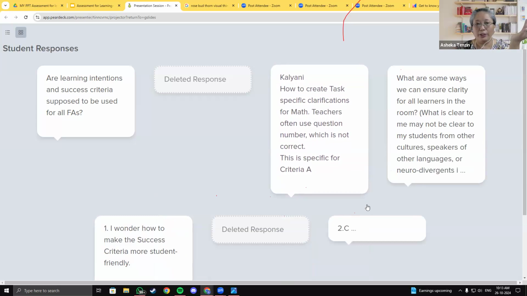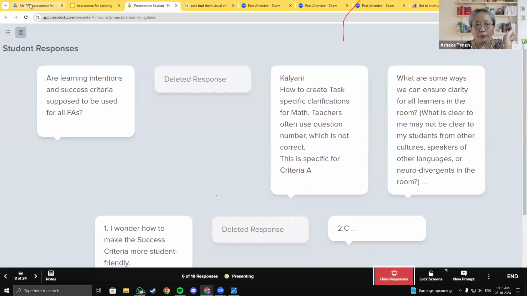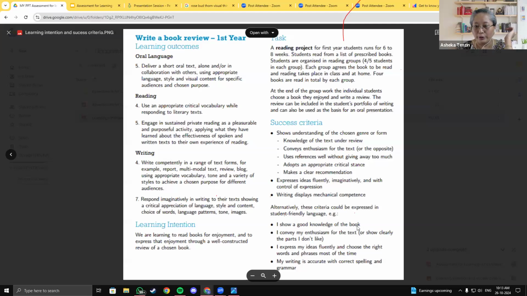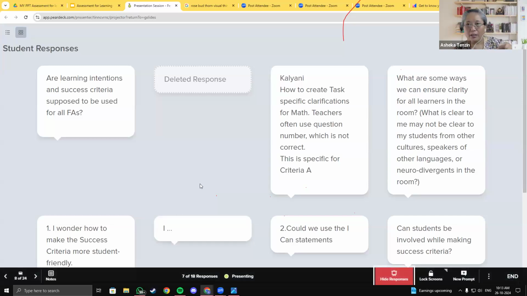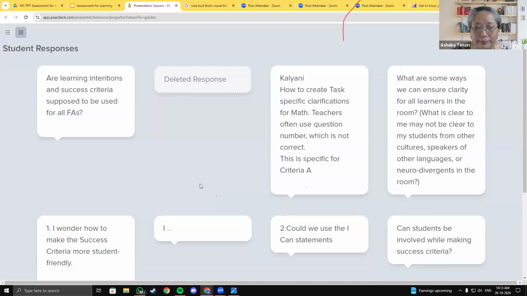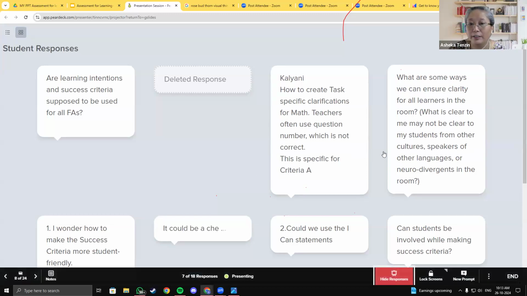It has to be in their own words. So you can say, I can. If you look at this presentation also, it's written in student friendly language. I show a good knowledge of the book. I convey my enthusiasm for the text, or show clearly the parts I don't like. I express my ideas fluently and choose the right words and phrases most of the time. My writing is accurate, with correct spelling and grammar. So this is in student language, right? So if you are in the PYP, you can use the I can statements.